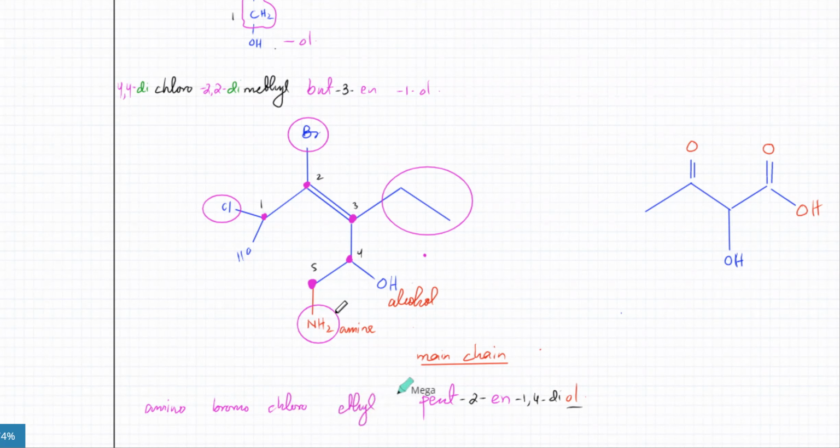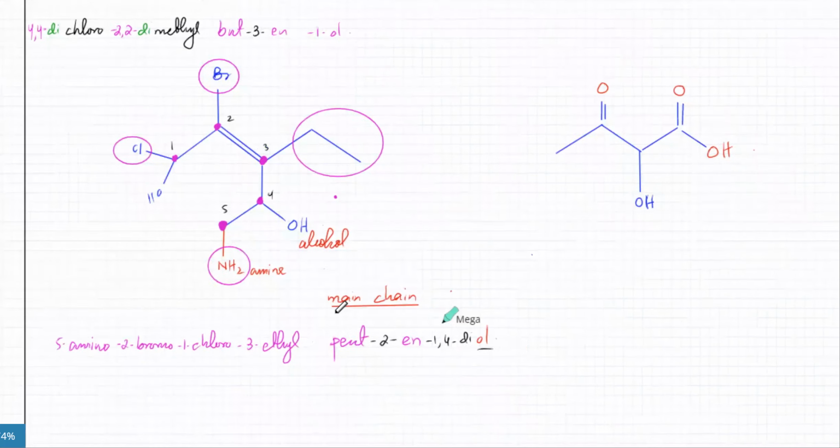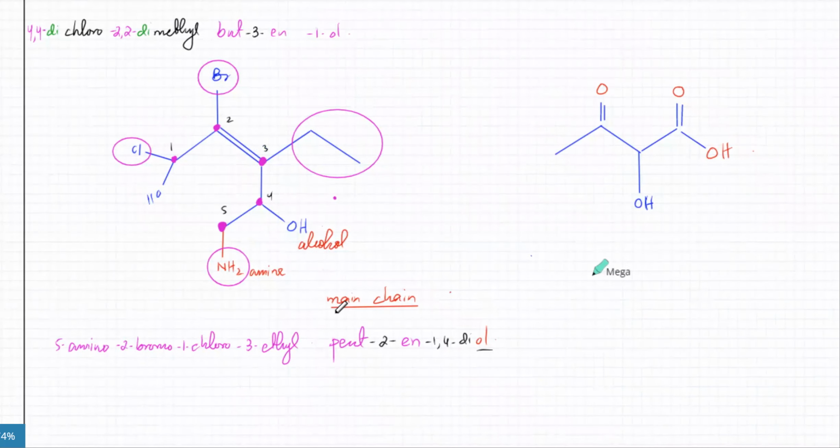So those are all your branches, and you're going to number them. The chlorine is at 1. The bromine is at 2. The amino group is at position 5. And you've got your ethyl group, which is at position 3. So that's going to be the name of the molecule. These are all your branches. Is this clear? Yes, sir.